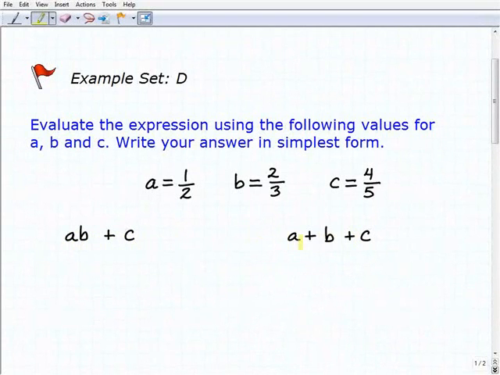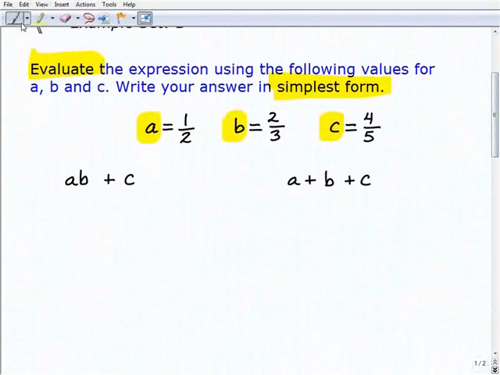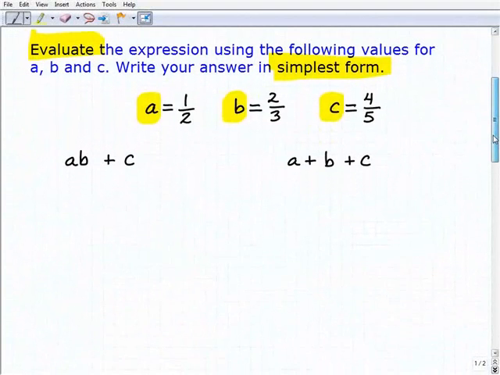We can't do anything with these expressions as they are, but if we're given values, for example, A equals 1/2, B equals 2/3, and C equals 4/5, what we're going to do is replace these variables with these particular values and then work the problem. That's what it means to evaluate. And lastly, if we have any answers that are fractions, we're going to make sure we write them in simplest form. In other words, we're going to fully reduce our fractions. So let's go ahead and get started here.